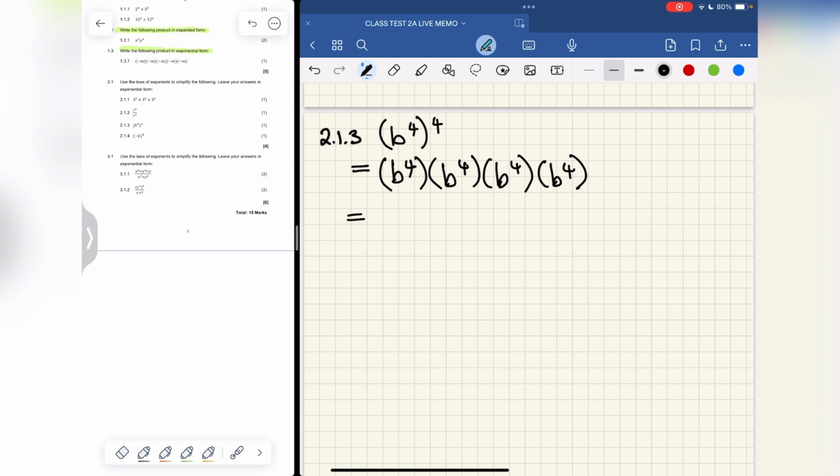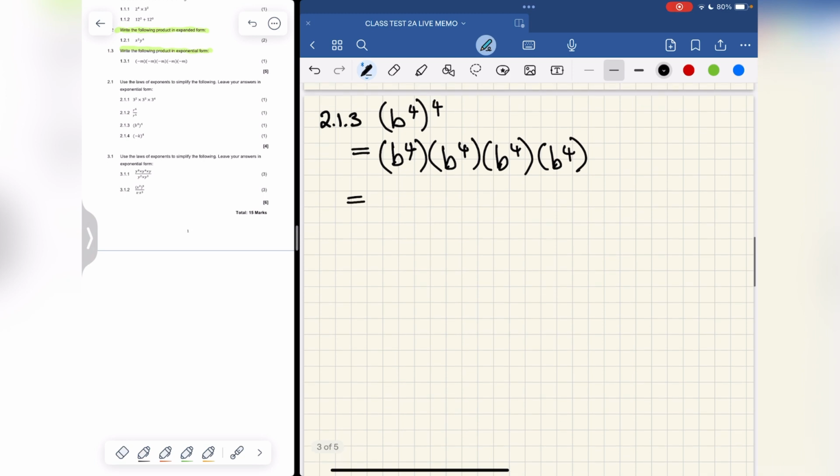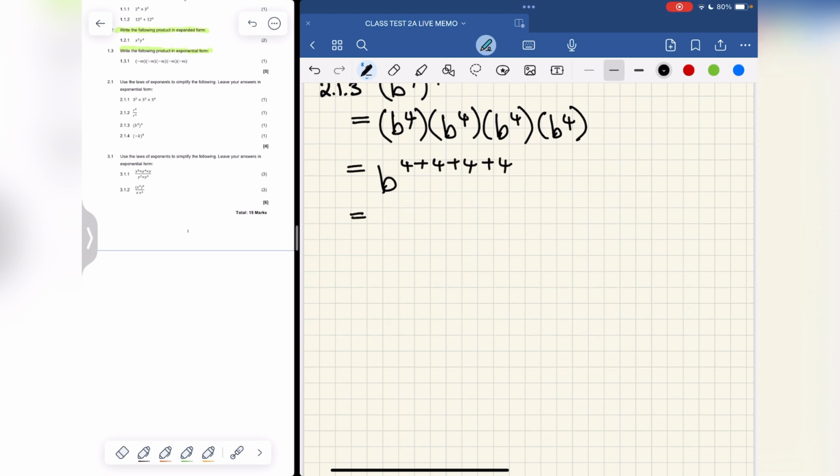And applying our laws of exponents for products with the same base, we've got the same base of b being multiplied with itself 4 times, or being repeated 4 times in this product. And of course, we then can add the exponents. So we have the same base being multiplied, so we can keep our base and we can add our exponents of 4 plus 4 plus 4 plus 4. And that will, of course, give us b to the power 16.